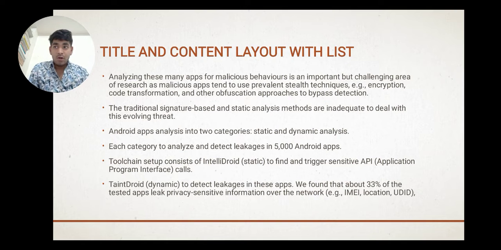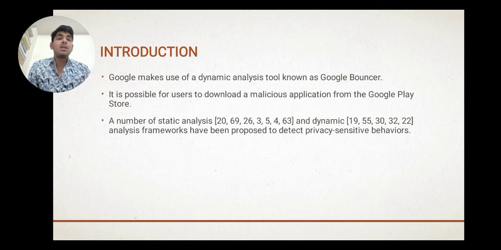The traditional signature-based and static analysis methods are inadequate to deal with the evolving threat. Android app analysis has two categories: static analysis and dynamic analysis. In both categories, we analyze and detect leakage in 5,000 Android apps. The main setup is the toolchain setup, which consists of IntelDroid for static analysis and TenDroid for dynamic analysis. So let's go to our introduction part.